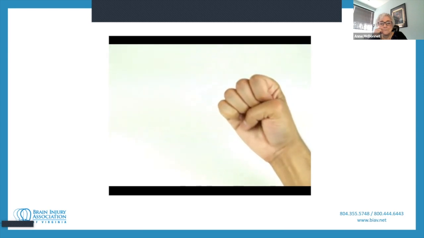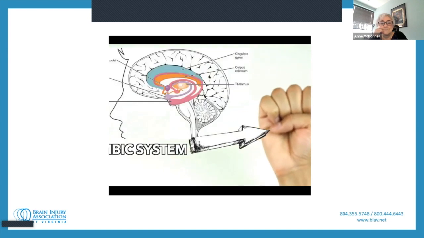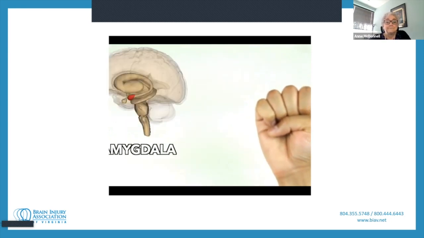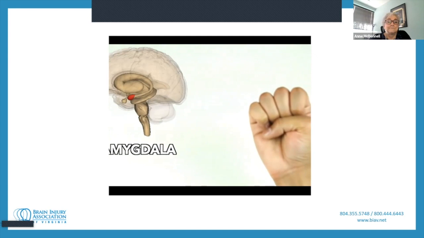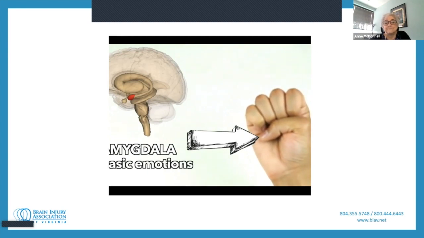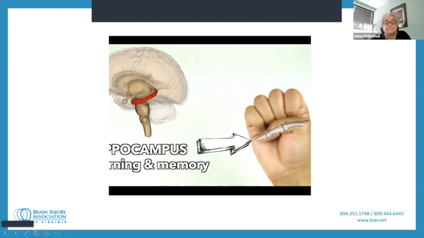If we take a closer look at the temporal lobe, we'll find the limbic system. The limbic system is responsible for emotions, learning, and memory. Inside, you'll find the amygdala, an almond-shaped structure which is located just below where your thumbnail is. The amygdala is responsible for basic emotions. Further inside your thumb is the hippocampus. It's sort of where the bone is in this part of your thumb. The hippocampus is responsible for learning and memory.